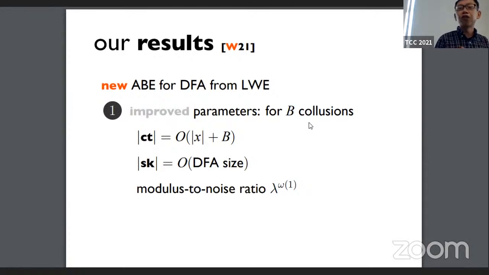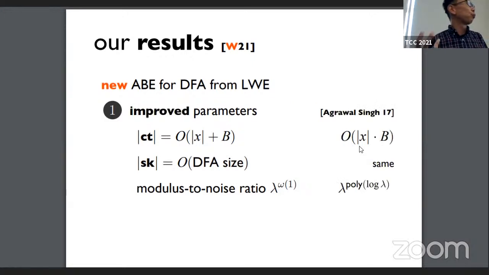So in particular, these are the parameters that our construction achieves. The scheme is for the setting of bounded collusions, so there's an a priori bound on the number of collusions, the number of secret keys. The thing to bear in mind is how it compares to prior constructions. We improve on the ciphertext size, so we have a better dependency on the length of the attribute and the collusion size. The secret key size remains the same, and we get qualitatively better hardness assumptions in that our construction relies only on a slightly superpolynomial modulus to noise ratio for LWE, as opposed to a quasi-polynomial modulus to noise ratio.